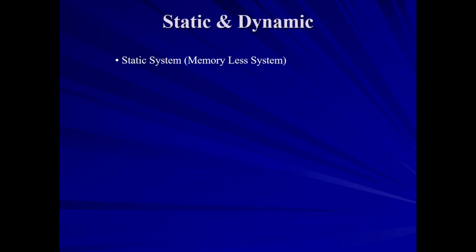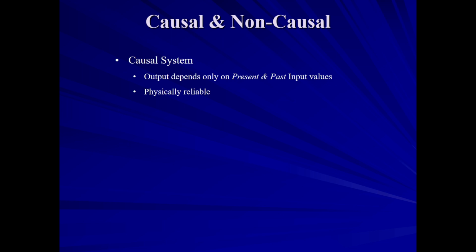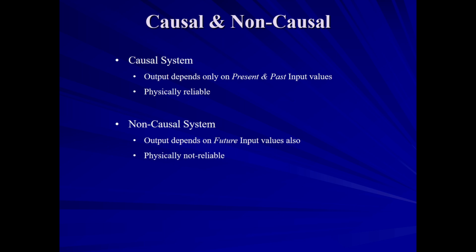Then second is static and dynamic. A static system is also known as a memoryless system. Its output depends only on the present input and it contains no energy storage elements. A dynamic system is a system with memory; its output depends on past and future input values, and it contains energy storage elements. Third, causal and non-causal system. In a causal system, the output depends only on present and past input values; it is a physically realizable system. In a non-causal system, the output depends on future input values also; it is physically not realizable.